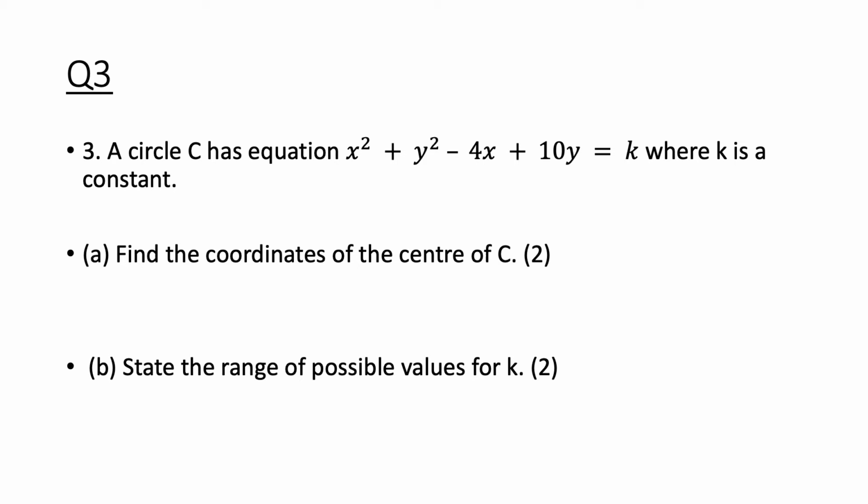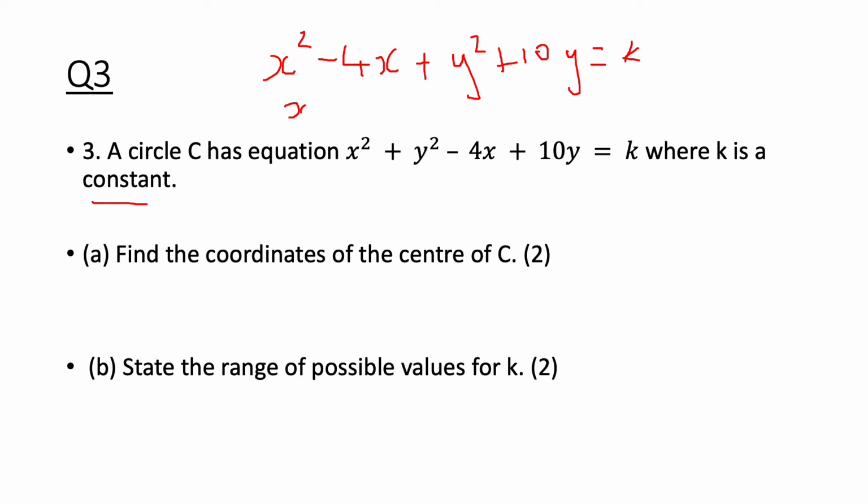Right, guys, question number 3. Okay, so a circle has the equation x squared plus y squared minus 4x plus 10y equals k, where k is a constant. Find the coordinates of the center C. Now, completing the square on this, so making it so we have x squared subtract 4x plus y squared plus 10y equals k.